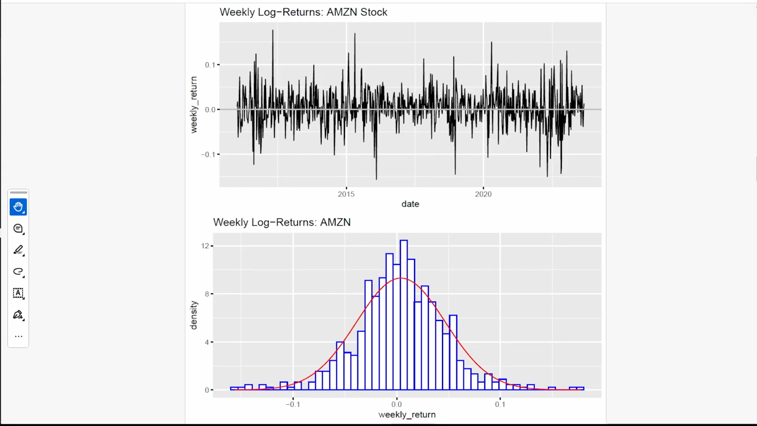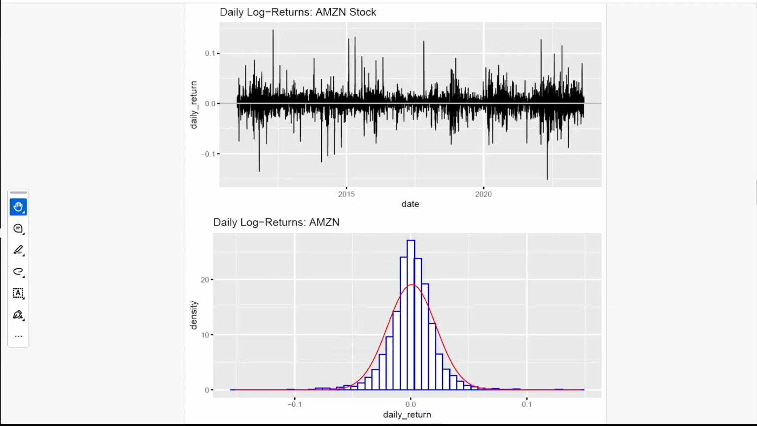Here is the weekly frequency time series. Again, the top panel does look like it's consistent with a stationary series in terms of the properties we've highlighted so far. And the Gaussian distribution seems to be fitting a bit better.